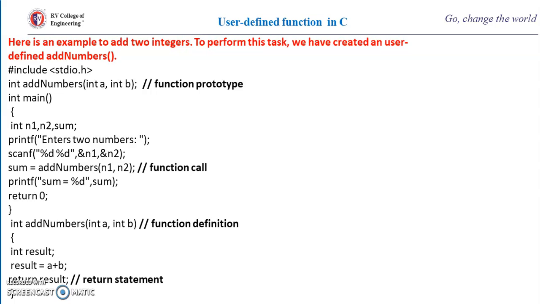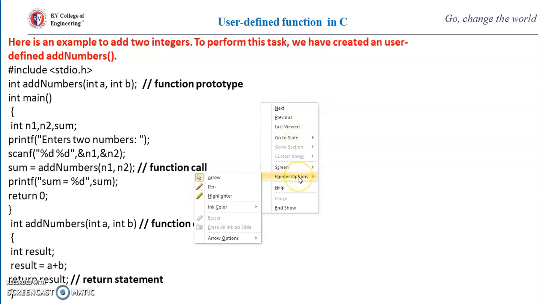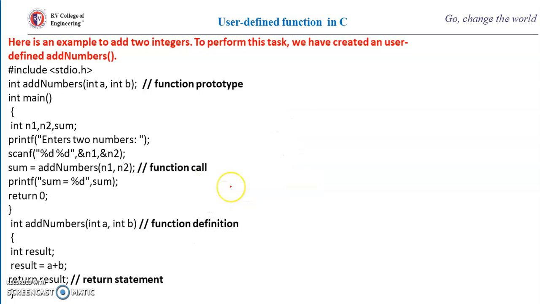Here is an example to add two integers, and to perform this task we have created a user-defined function, addNumbers. In my previous video lecture I explained the function name. This is the name of the function, and it should be an identifier, so whatever rules there are to define an identifier, we have to follow them.